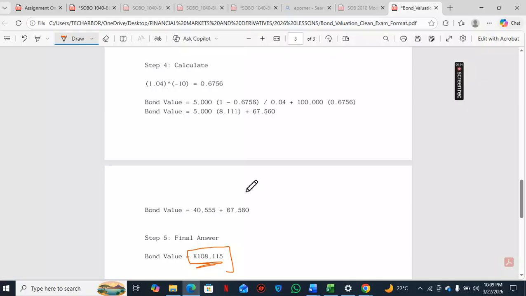Each year you'll be paid interest twice, 5,000 each time. Then on the final year, apart from receiving your interest payments, you're also going to be paid the par value of the bond, 100,000.